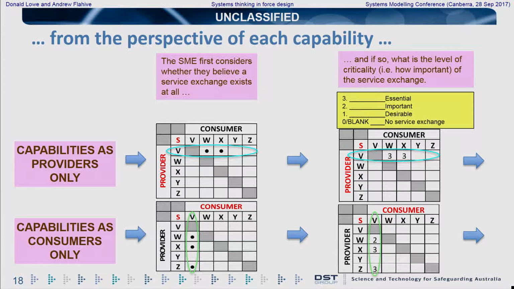And then adding a criticality. We've broken our criticality down into 3. Level 3 is essential, 2 is important, and 1 is desirable, whereas 0 or blank means no service exchange is required. So again, V in the first instance says, I'm providing a sensing service of critical, essential importance to W and X, whereas I'm consuming a sensing service from W, X and Z. So they fill out their row and their column in that way.